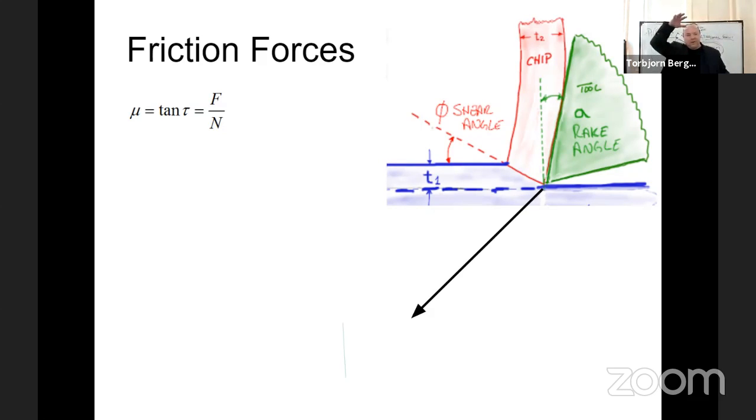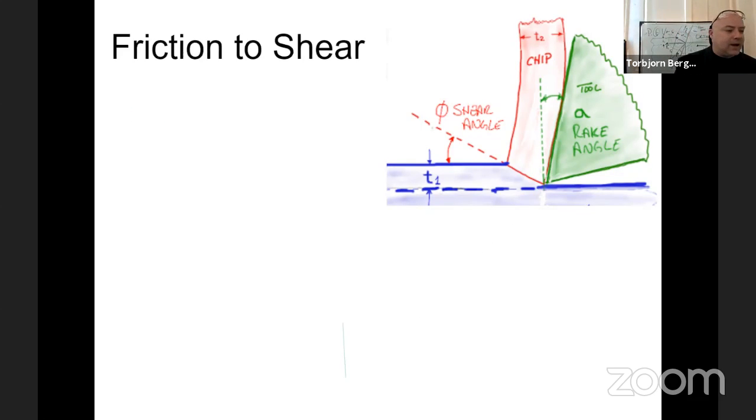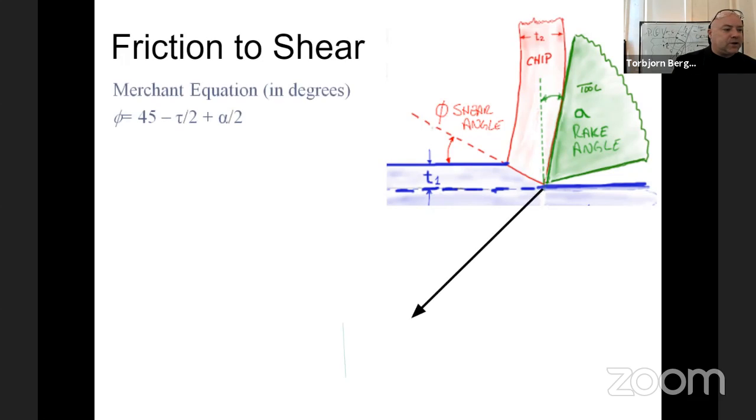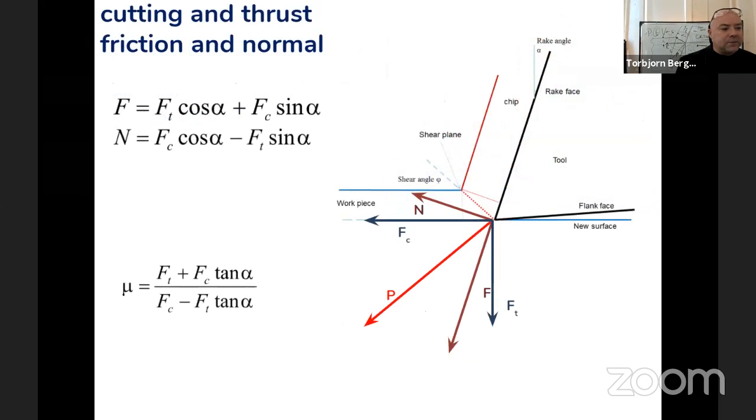And also the friction force divided by the normal force equals the friction coefficient again. And that's just manipulating the equations. If we want to take the friction angle and we want to know something, and we know the shear angle because we can calculate that, we know the inputs, we can figure out that tau, so again, tau is that friction angle, equals 45 degrees minus tau over 2, or so the shear angle equals 45 degrees minus tau over 2 plus alpha over 2. Again, alpha is the rake angle. So if we know the shear angle, we can calculate the friction angle. So that's pretty cool.